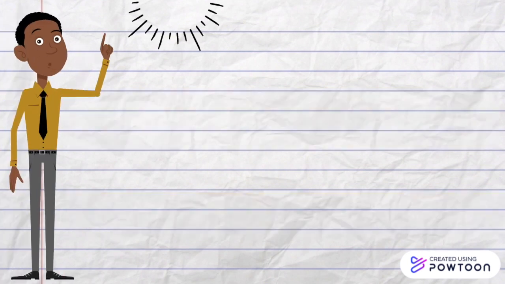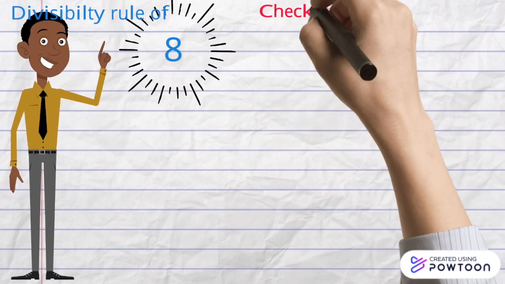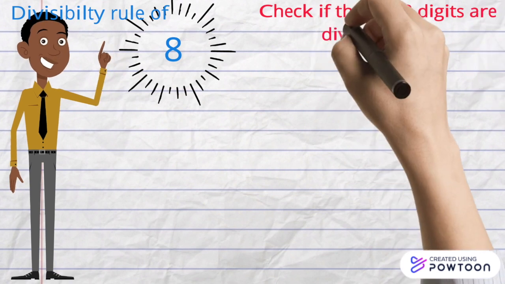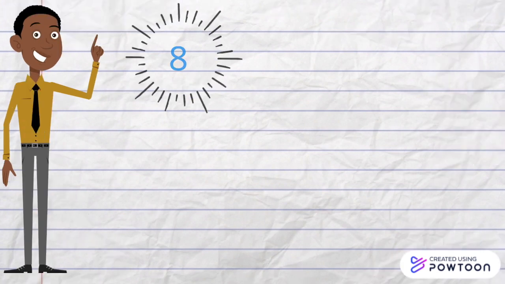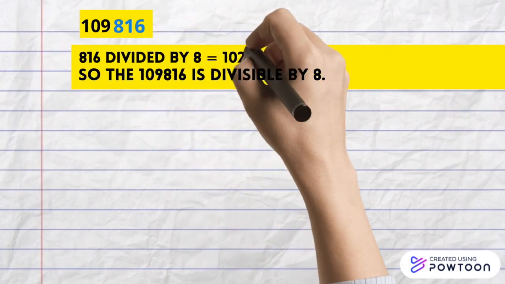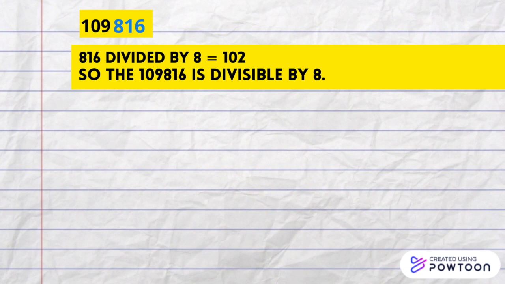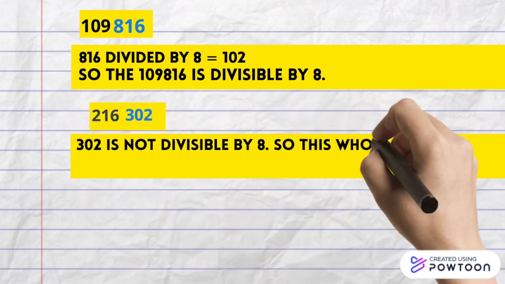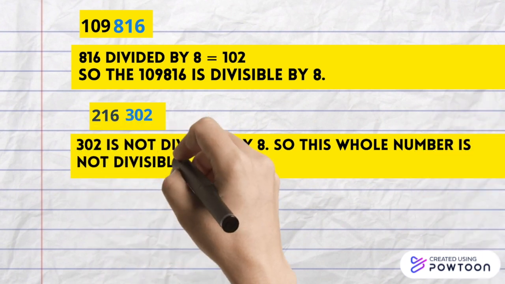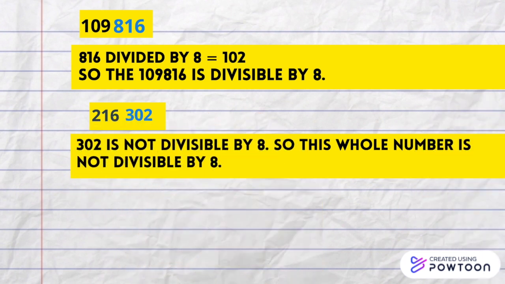Do you know the divisibility rule of 8? Well, in order to know the divisibility rule of 8, you need to check if the last three digits are divisible by 8. In 109816, 816 divided by 8 is 102. So the number 109816 is divisible by 8. Now I understand. 302 is not divisible by 8, so this whole number is not divisible by 8.